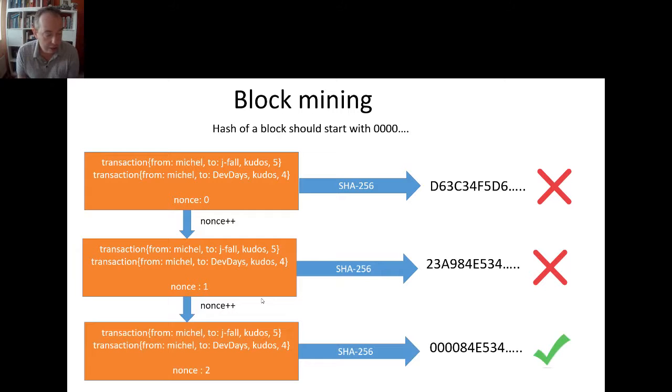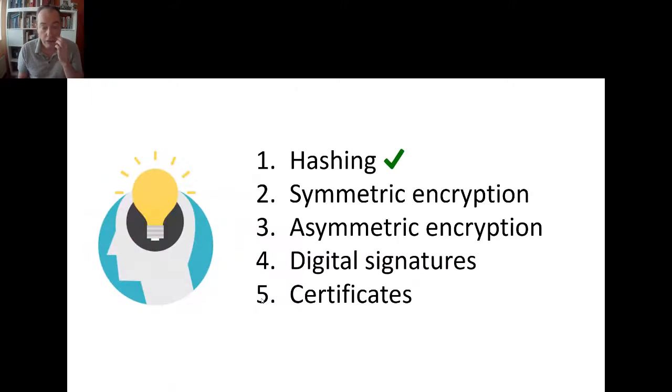Now, of course, this only took me like 3 iterations, but in reality, this will take quite a little bit more than that. Mining a block takes a lot of consumption because you have to go through this hash function again and again. You cannot predict when it will start with 4 zeros, so that's the pseudo-random part. Basically, this is why this takes so much energy. So that was hashing. So let's go to symmetric encryption.